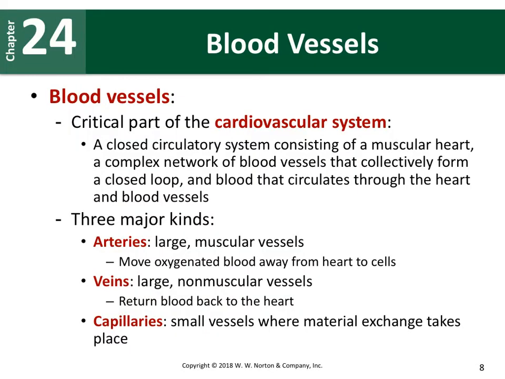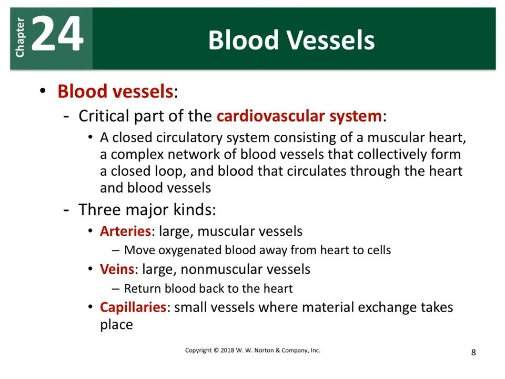Okay, blood vessels. Obviously there are blood vessels that actually carry the blood, including the plasma and all the different cells. They're a critical part of the cardiovascular system. It's a closed circulatory system consisting of a muscular heart and a complex network of blood vessels that collectively form a closed loop in which the blood circulates through the heart and blood vessels. Not all animals actually have a closed cardiovascular system. There are three kinds of blood vessels.